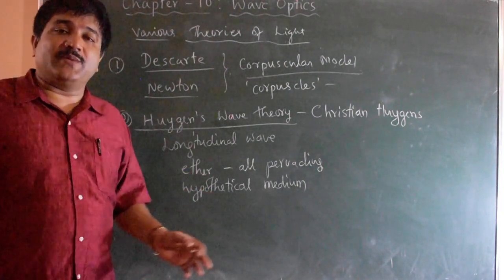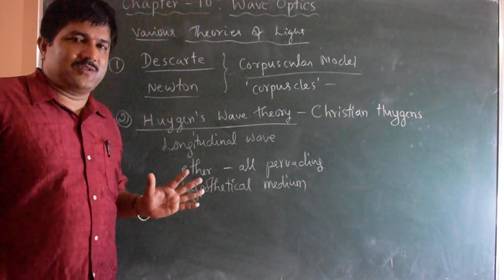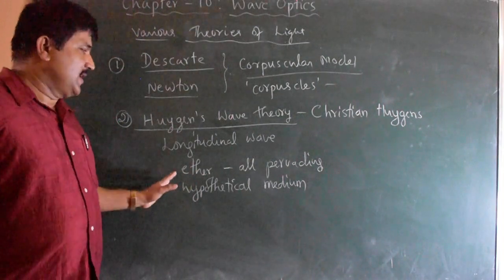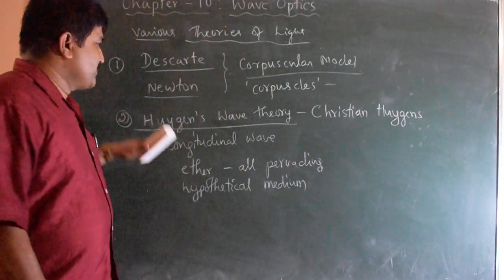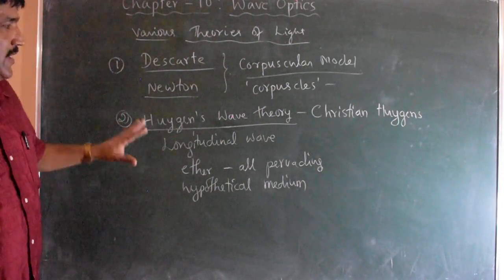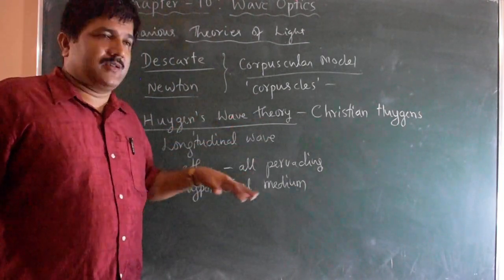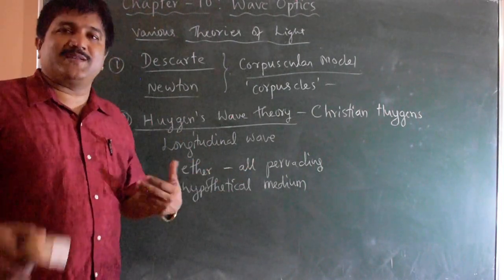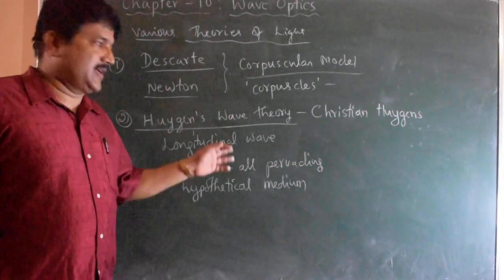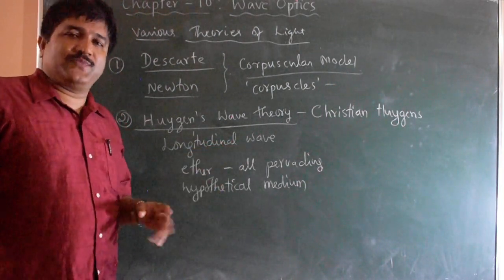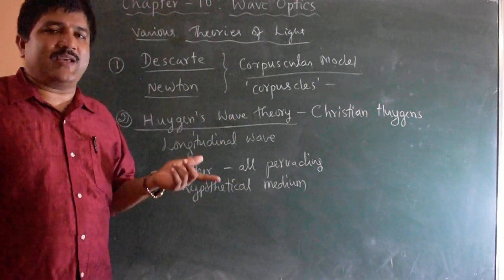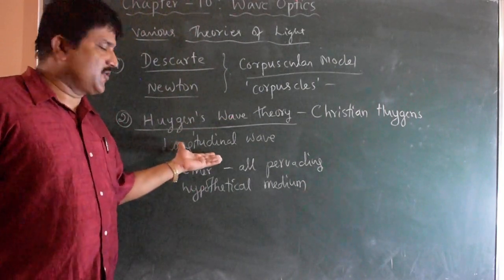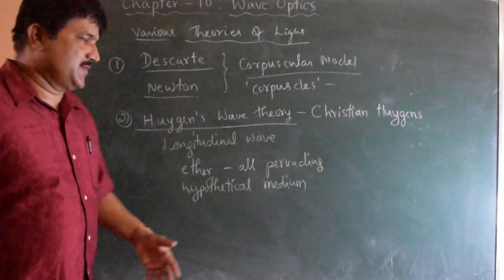So the existence of the medium called ether is absolutely wrong. There is no medium called ether present. Hence this theory again fails. The Huygens wave theory failed. This is the main drawback: the assumption of the hypothetical medium ether is proved not to be there. The longitudinal wave idea is also absolutely wrong, because it was found later that light is a transverse wave, not by the time of Christian Huygens, but after a few more years.